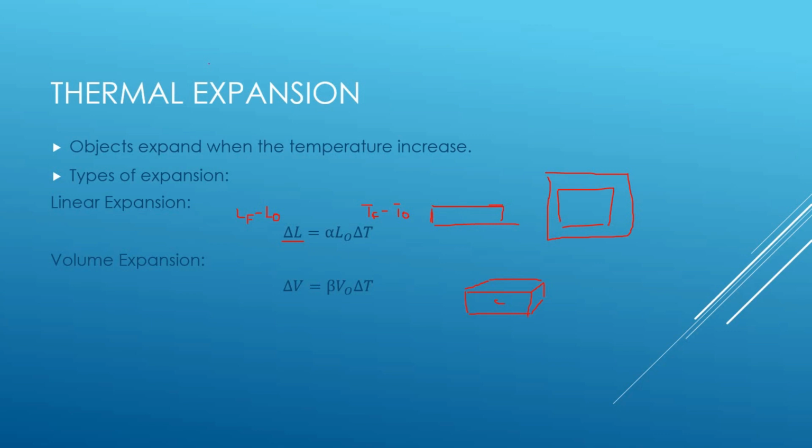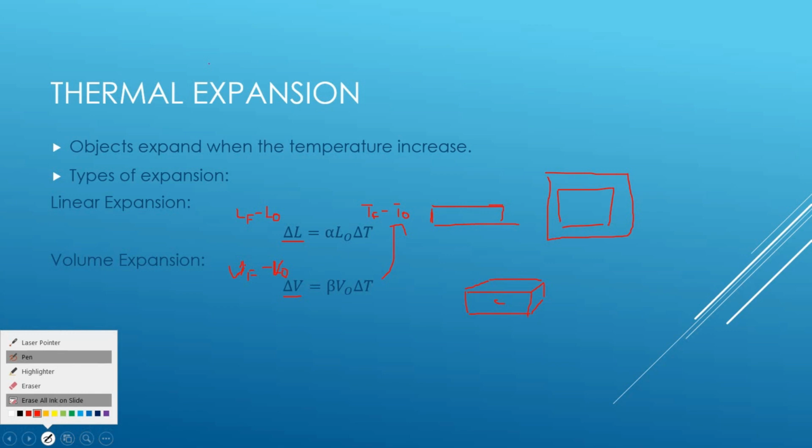Same as the volume expansion, the formula would be the change in volume is equal to beta times the initial volume times the change in temperature. The change in temperature is the same as this. And the change in volume is just the same as the length, but in terms of volume: the final volume minus the initial volume. So that's how you find the change in volume.